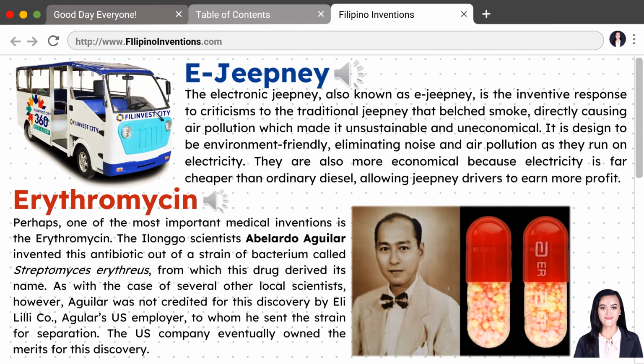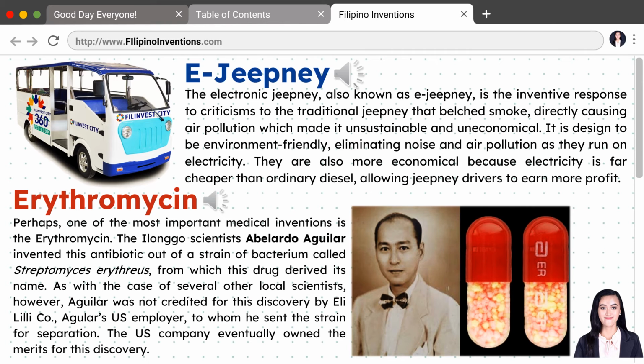So another invention of our Filipino scientists is the erythromycin. Perhaps one of the most important medical inventions is the erythromycin. The Ilonggo scientist named Abelardo Aguilar invented this antibiotic out of a strain of bacterium called Streptomyces erythraeus, from which this drug derived its name.